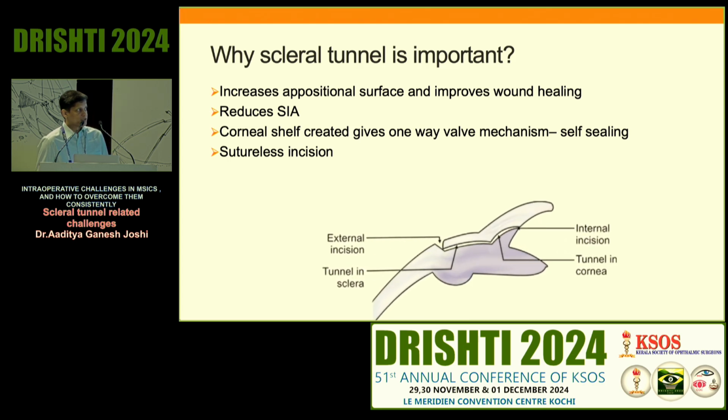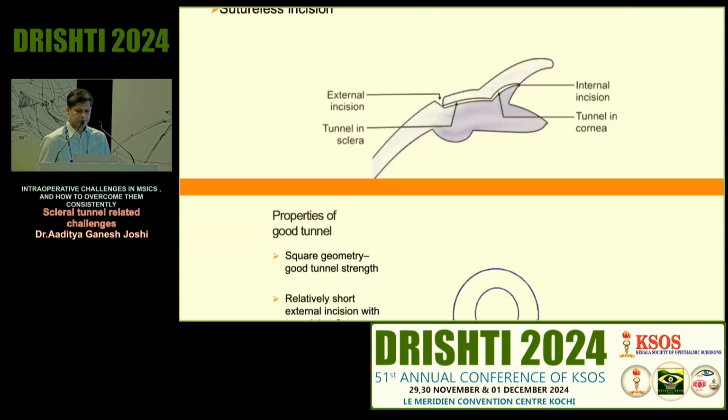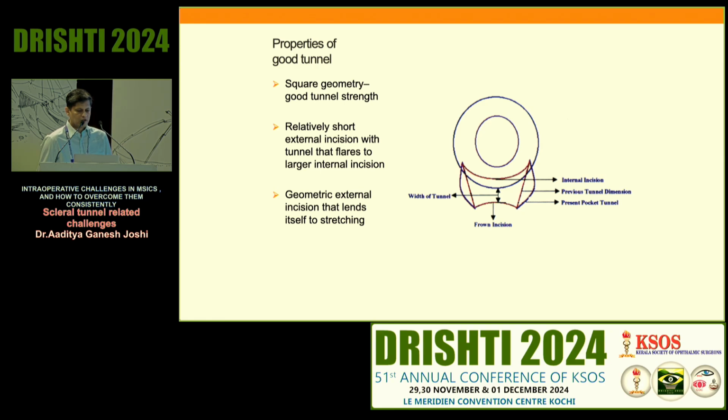This is how the cross-sectional anatomy would appear. How the good tunnel should be: it should have a square geometry so that it gets good strength. The external incision should be smaller than the internal larger incision. And the side pockets, or the scleral pockets, should accommodate the nucleus when it comes out of the anterior chamber.